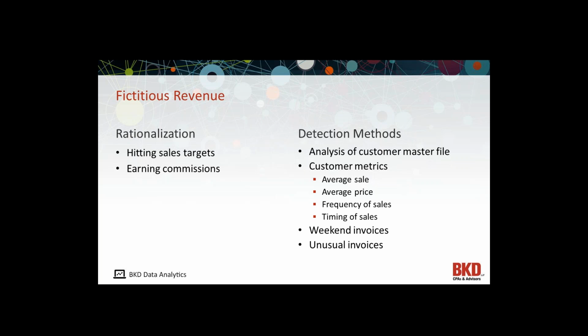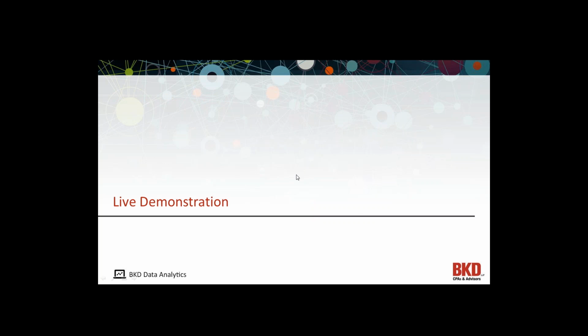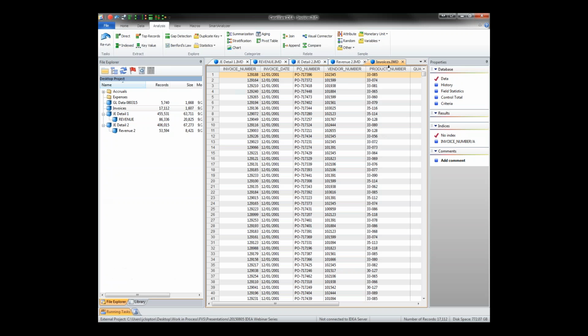But within the actual general ledger detail itself, as it relates directly to the financials, there are a couple things that we can do related to the invoice file, and that's looking for weekend invoices and unusual invoices. So maybe they're invoices dated on a holiday or in around $1,000 increments. And we're going to jump into IDEA and actually take a look at that.